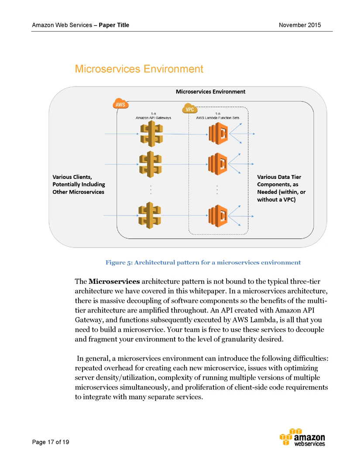The microservices architecture pattern is not bound to the typical three-tier architecture we have covered in this white paper. In a microservices architecture, there is massive decoupling of software components, so the benefits of the multi-tier architecture are amplified throughout. An API created with Amazon API Gateway, and functions subsequently executed by AWS Lambda, is all that you need to build a microservice. Your team is free to use these services to decouple and fragment your environment to the level of granularity desired. In general, a microservices environment can introduce the following difficulties: repeated overhead for creating each new microservice, issues with optimizing server density and utilization, complexity of running multiple versions of multiple microservices simultaneously, and proliferation of client-side code requirements to integrate with many separate services.